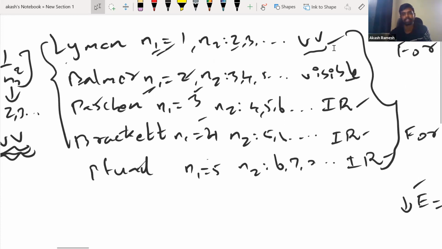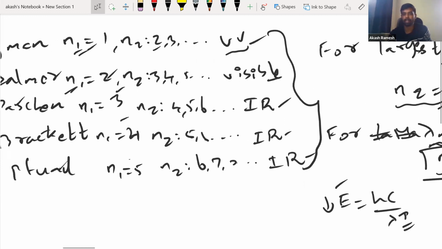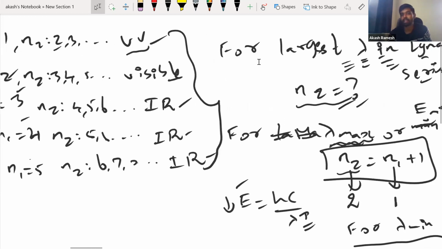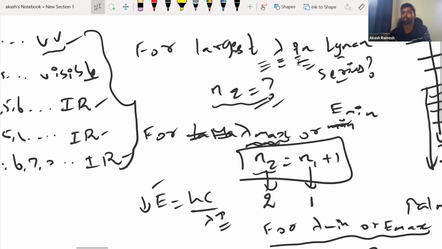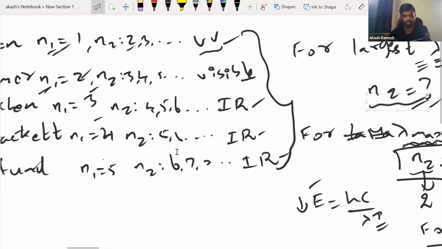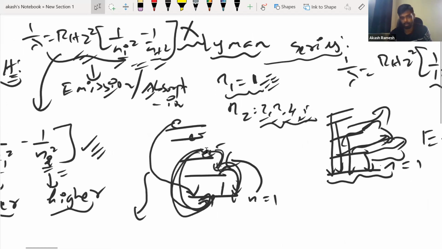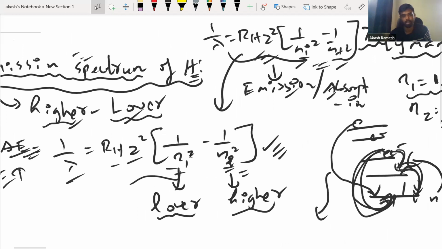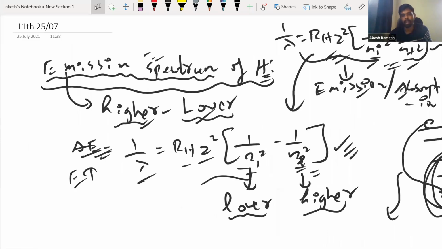Anyways, then we saw there can be questions asking you to find the largest lambda in a particular series. It can be Lyman, Balmer, Brackett, Pfund, anything. Obviously all the other things are constant in this formula. R_H is a constant, and Z is a constant depending on the element you're speaking about. The only variables are n1 and n2, and if you fix the series, n1 is also fixed. So n2 is the only variable in these kinds of questions.